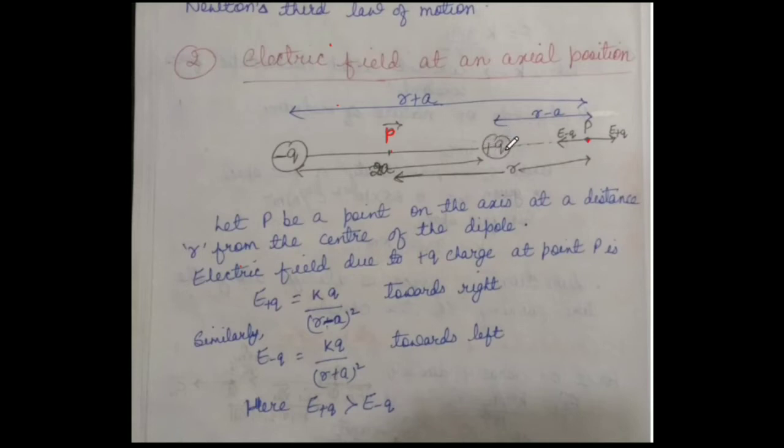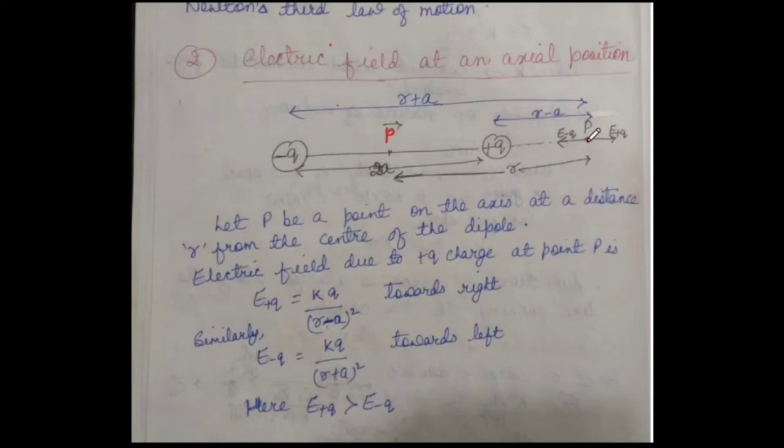Due to this plus q charge, there is an electric field around this region, and due to this minus q charge, there is also an electric field around this region. So what is the net electric field at point P? You have to calculate the electric field due to this positive charge and due to this negative charge, and then you have to calculate the net electric field.